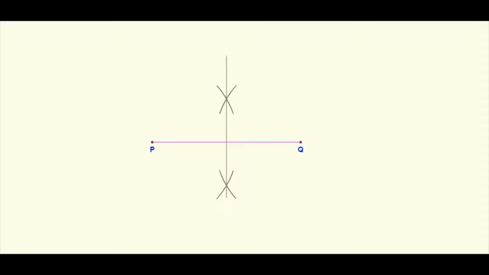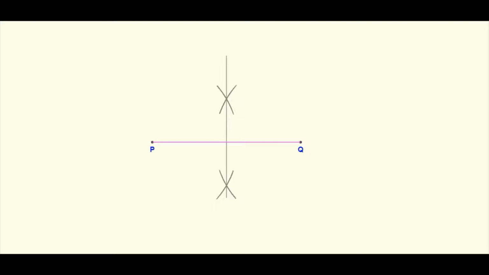Note there, that line that you just constructed would be the perpendicular bisector for the line segment PQ. What that means is that line intersects the line PQ at its midpoint, so it shares the line in two equal parts.